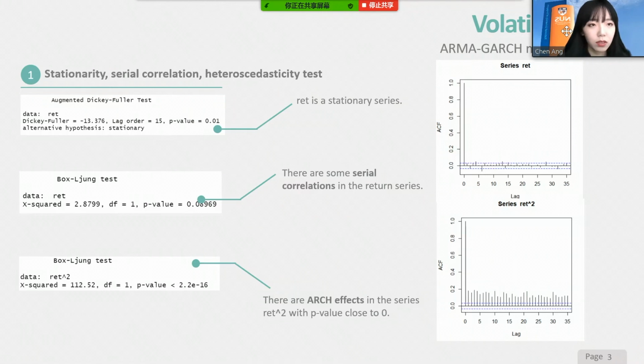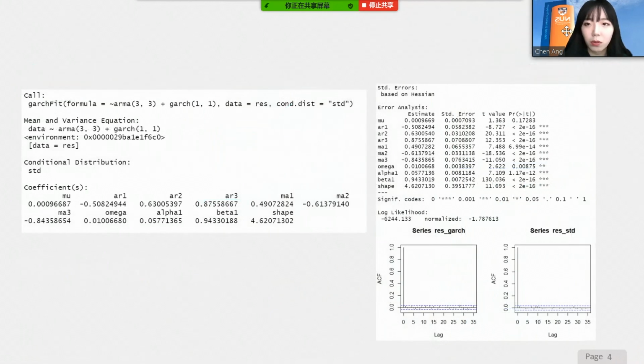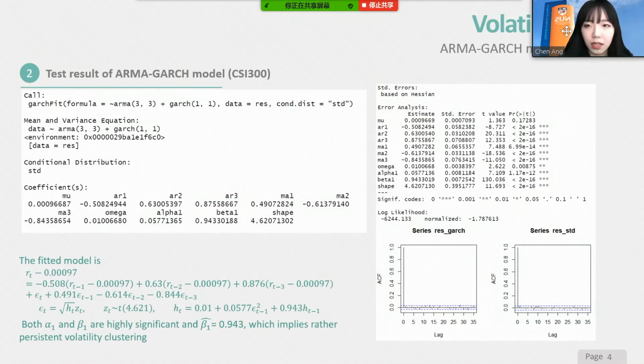After that, we use ARIMA to get the order of the model. As for the CSI 300, we get ARMA(3,3) and GARCH(1,1) as our model, and we use the garchFit command to get the coefficients. We can also see from the right-hand side of the PPT that all coefficients are significant, and the fitted model is shown at the bottom. Both alpha-1 and beta-1 are highly significant, and the beta-1 estimate equals 0.943, which implies rather persistent volatility clustering.